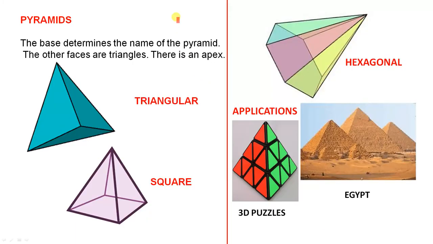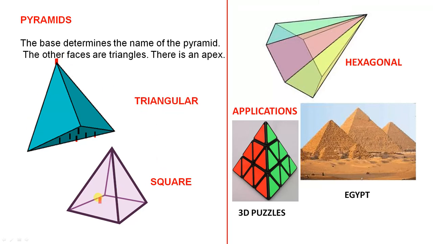Different types of pyramids. The base determines the name of the pyramid. The other faces are triangles. And there's an apex. The apex means that's the little point right at the top there. So if you look at the base here, see there, that's a triangle, and then the lines go up to the apex. That's why it's called a triangular pyramid.